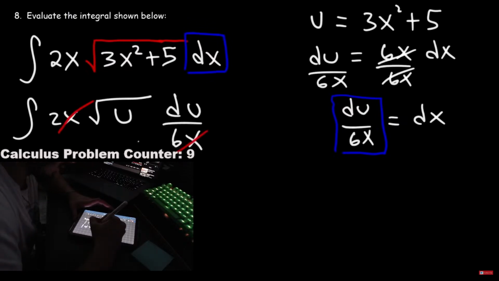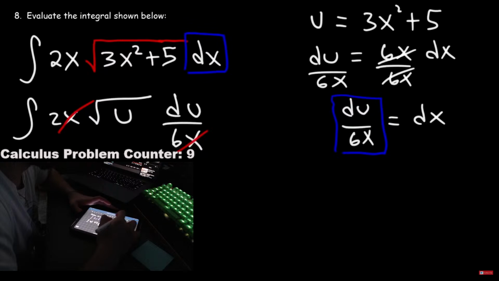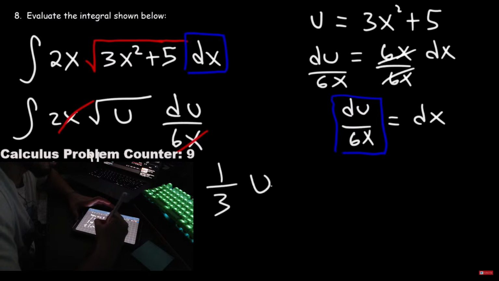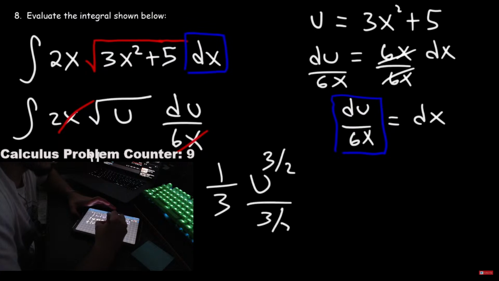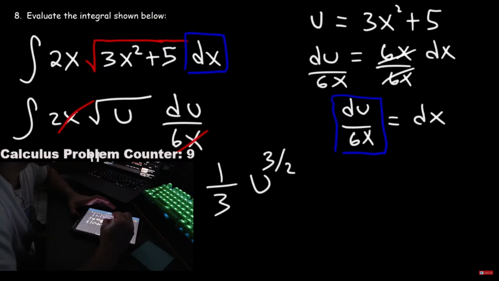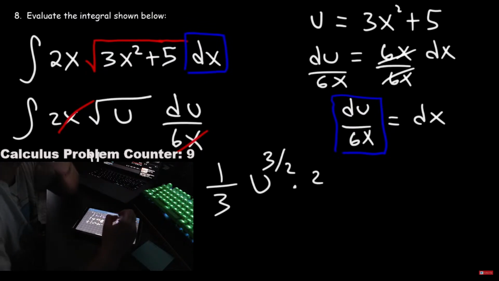2 over 6, we can reduce that to 1 over 3. And I'm going to move the constant in front. The square root of u is the same as u to the 1/2. So now we can find the antiderivative of u to the 1/2. So we need to add 1 to it. 1/2 plus 1 is 3 over 2. And then instead of dividing by 3 over 2, we can multiply by the reciprocal, 2 over 3.